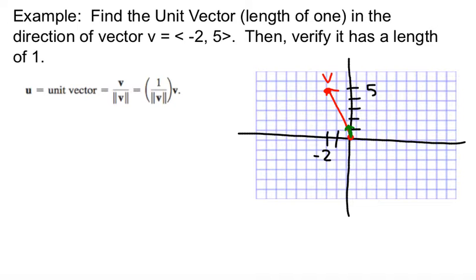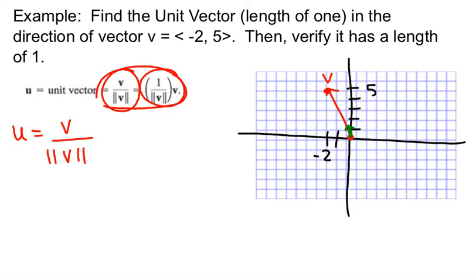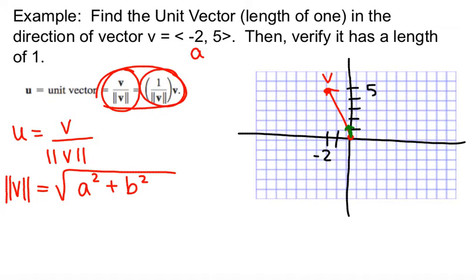So we're going to use our formula. Either one of these, so you can use this one or this one, it doesn't matter which one. So to find the unit vector, you take the vector over the vector's length. So we need to find out what is the vector's length. So the vector's length is the square root of the distance on the A squared plus the distance of the B squared. So this is our A distance, our horizontal distance, and this is our vertical distance.